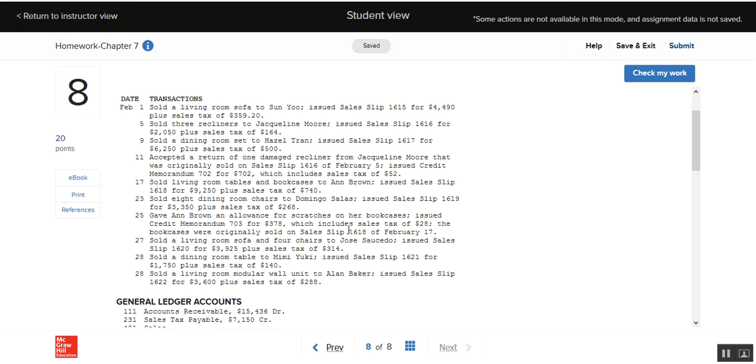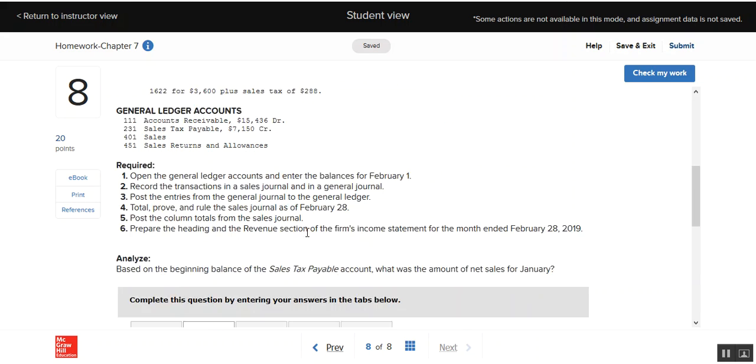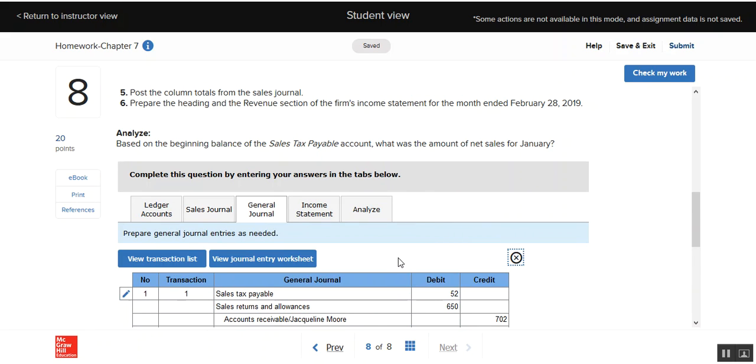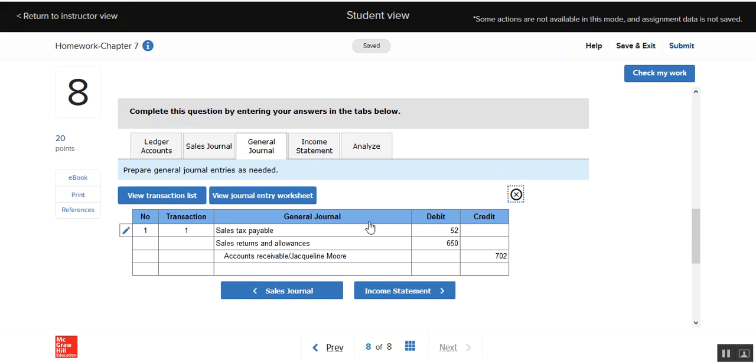All right, on the 25th, we gave Ann Brown an allowance for scratches on her bookcase. We issued another credit memorandum, which included sales tax and the amount for the credit. So that one is another one that will not fit in the sales journal because it doesn't have an accounts receivable debit, a sales tax payable credit, or a sales credit. So we're going to jump back over here to the general journal.